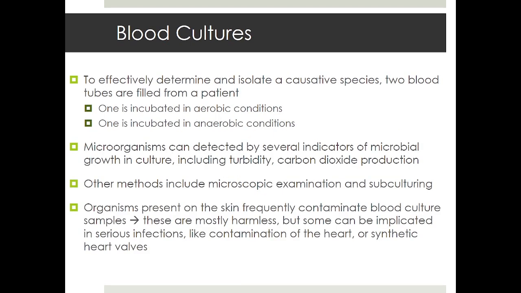When you're looking to determine whether or not people have a blood infection, you take 2 blood tubes, and then one gets incubated in aerobic conditions and one is incubated in anaerobic conditions. If there's growth, those samples can be further assessed. Unfortunately, there are some organisms on the skin that can contaminate blood samples. We did touch on this earlier. The problem with this is that while they are commensal, some of those organisms can be opportunistic and have been implicated in pretty serious conditions that affect some of the major organs, like the heart.